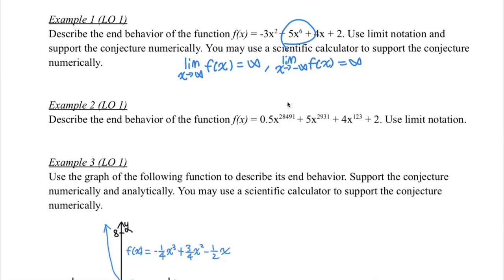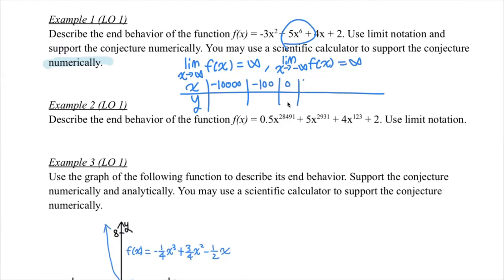In order to support this conjecture, we can construct a table. I explained this in lesson 1.1. Whenever the question tells you to use the function rule to represent something numerically, you have to show a table. In order to show the unbounded behavior, we could have something like negative 10,000, negative 100, 0, 100, 10,000. And if you were to use a scientific calculator to calculate those values, I'm just going to do my calculator momentarily. So just bear with me for a moment.